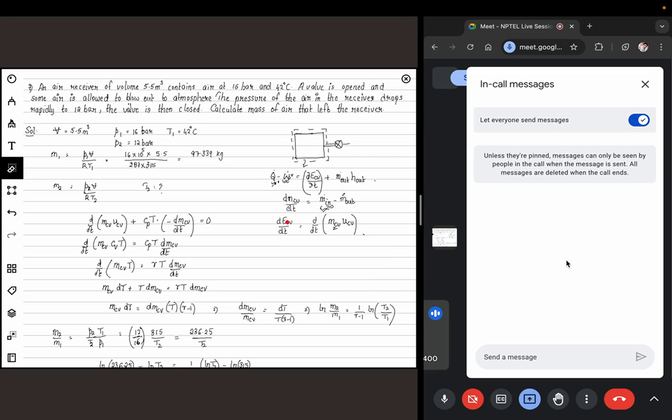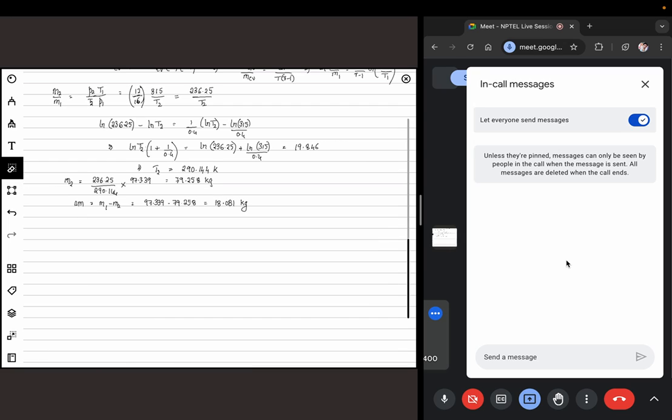So d(E_CV)/dt, the derivative of E_CV, is basically m times u. So I substituted that here, plus m dot out h out. So m dot out is minus dm_CV/dt, and h out is Cp times T. If we do some mathematical manipulation here, dt/dt gets cancelled, and then you eventually get dm_CV/m_CV is dT/T times gamma minus 1, and then you do the integration and substitute all the values to get the final temperature. From the final temperature, we use the ideal gas law to calculate the final mass. Once we know the initial and final masses, the change, delta m, is what is asked in the problem. Are there any queries?